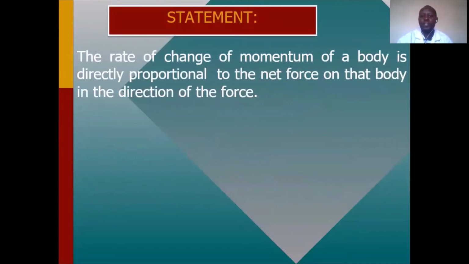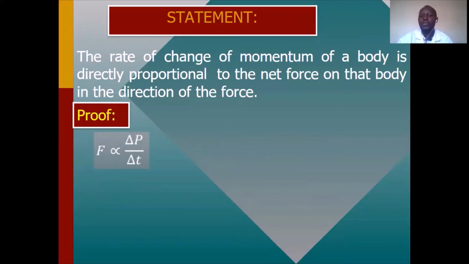The second law of Newton states that the rate of change of momentum of a body is directly proportional to the net force on that body, in the direction of the force. Proof of this statement: the applied force or the net force is proportional to the change of momentum divided by a change of time. That is what we call rate of change of momentum.